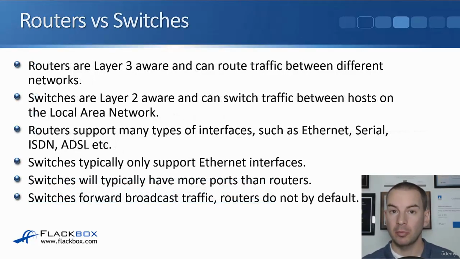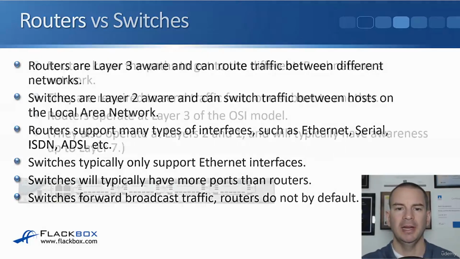To compare them with switches, routers are layer 3 aware and can route traffic between different networks. Switches are layer 2 aware, they're not layer 3 aware, and can switch traffic between hosts on the local area network. Routers support many different types of interfaces, such as Ethernet, serial, ISDN, and ADSL. Switches will typically only support Ethernet interfaces. Switches will typically have a lot more ports than routers, and switches forward broadcast traffic. Routers don't forward broadcast traffic by default.